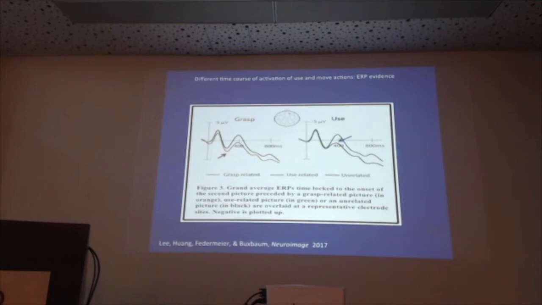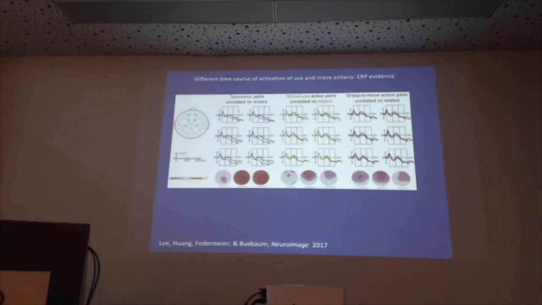And we also see differences, I think you can just look down here, in the locus of the distribution of the electrical signal for use pairs, as opposed to other kinds of semantic information. So while we think this has characteristics of semantic information, it looks like it may have a different neuroanatomical distribution and be more anterior.